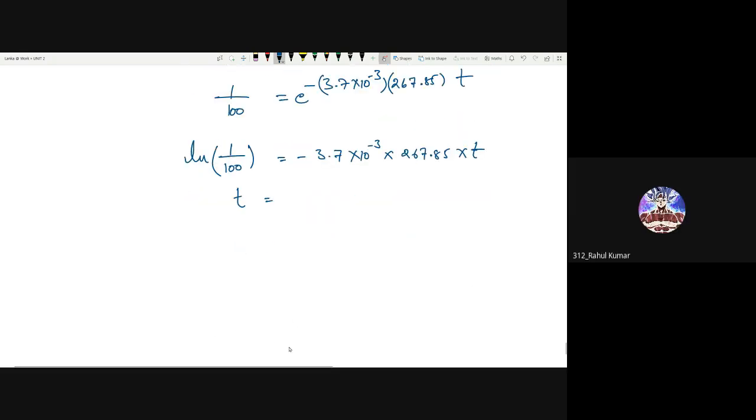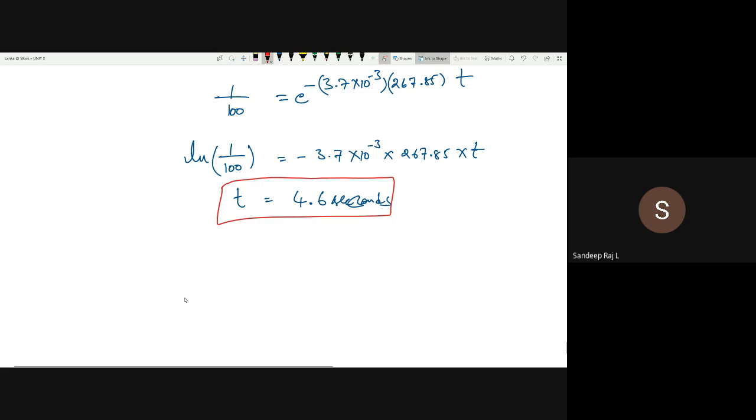4.6 seconds. 4.6 seconds is the right answer. So that's what he's asking to find out. So that's all from this particular problem. Let's move on to the next problem.